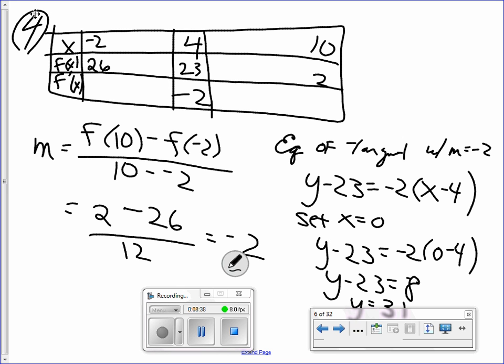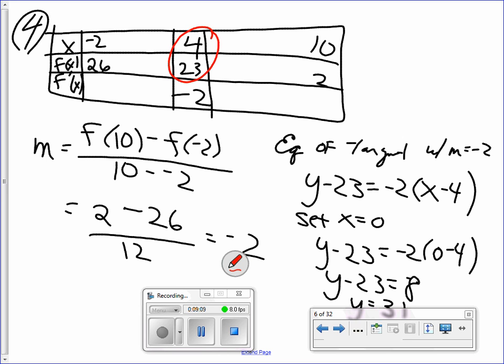Now they said you got to find out where the tangent line that's parallel to that secant line crosses the y-axis. Well, if the tangent line is parallel to the secant line, it has to have the same slope. So you look at your whole chart of values, and you got to find the point where the derivative is also negative 2. And you see that that point is the point (4, 23). That's where the derivative, the slope of the tangent, is the same.